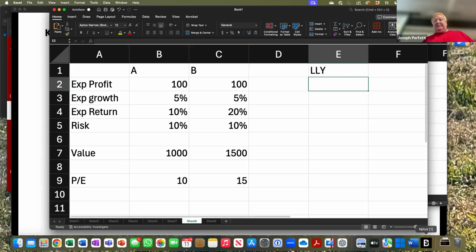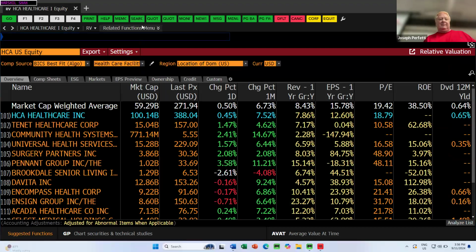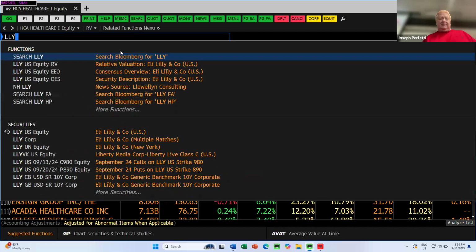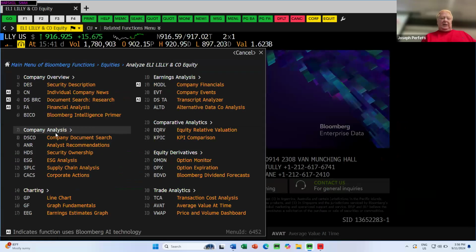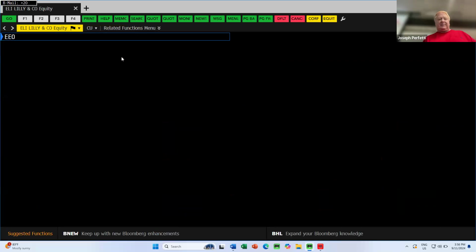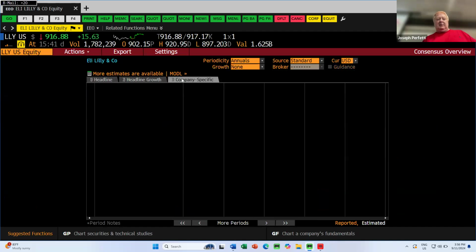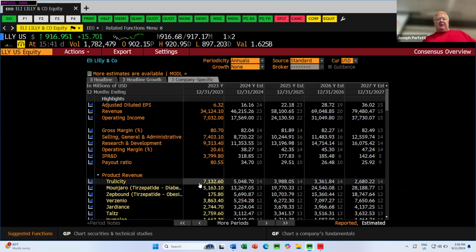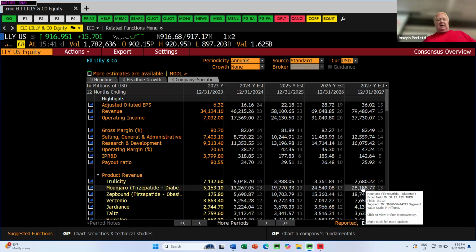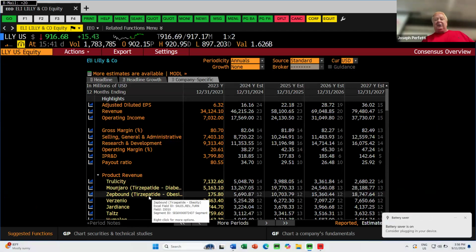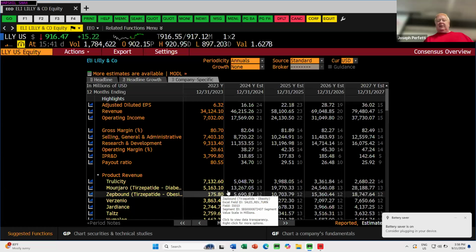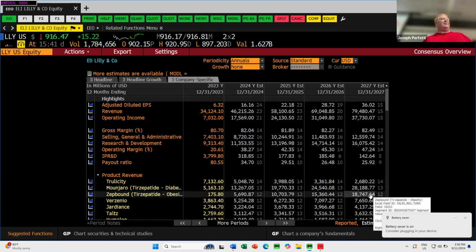If you look at Eli Lilly, EEO, earnings estimates, by 2027, Mounjaro, which was about $5 billion of sales last year, is expected to grow to $28 billion in sales. Zepbound, which is the high dose version of Mounjaro, same drug, just higher dose, different brand name, had no sales last year, and is expected to reach $19 billion a year in sales.